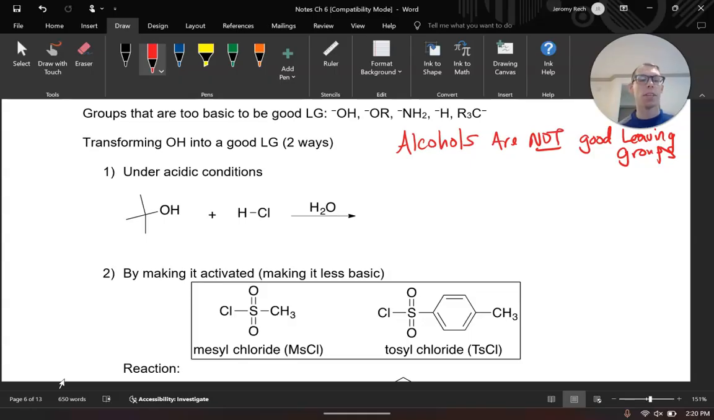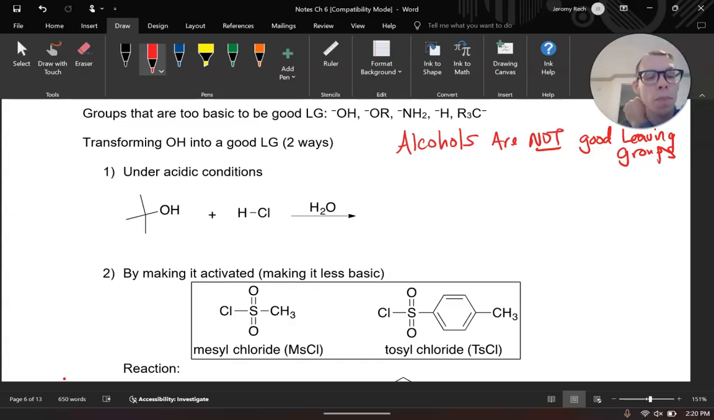So let's go ahead and consider here, we have a substrate. This is tert-butanol. I have 1, 2, 3, 4 carbons, and they're tertiary. So that's t-but, and then the ol for the alcohol. So tert-butanol is going to react here with our acid, and our acid right here is HCl. And you can use all kinds of different acids.